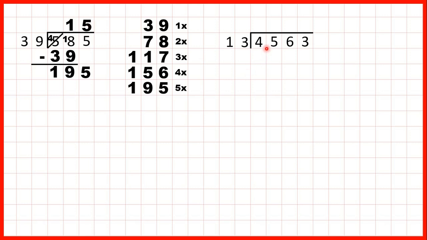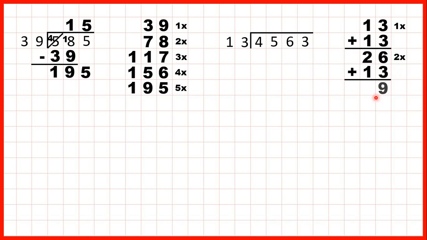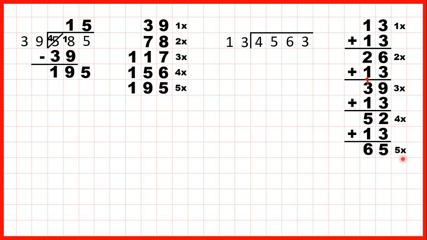Now we have 4,563 divided by 13, so we can work out our 13 times table. 13 is 1 times. If we add another 13, we get 26 for 2 times, 39 for 3 times, 52 for 4 times, and 65 for 5 times. Again, we can be sure that we've calculated this correctly because we have 5 times ending in a 5 or 0.